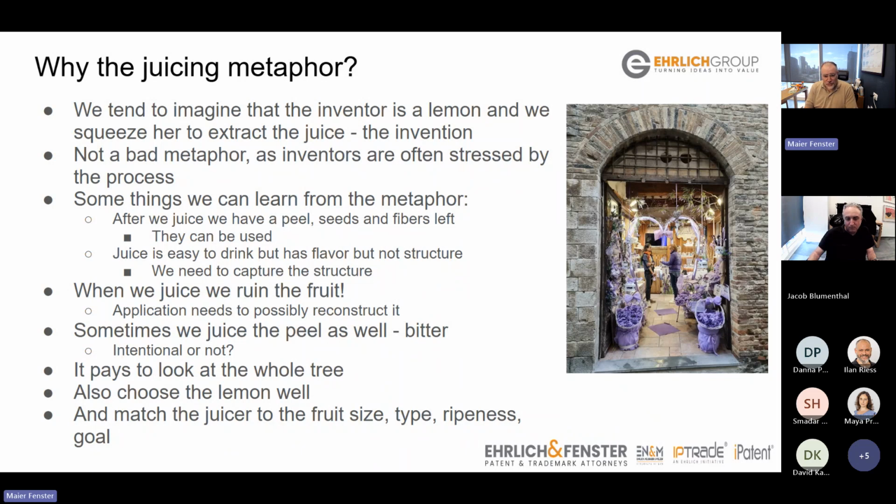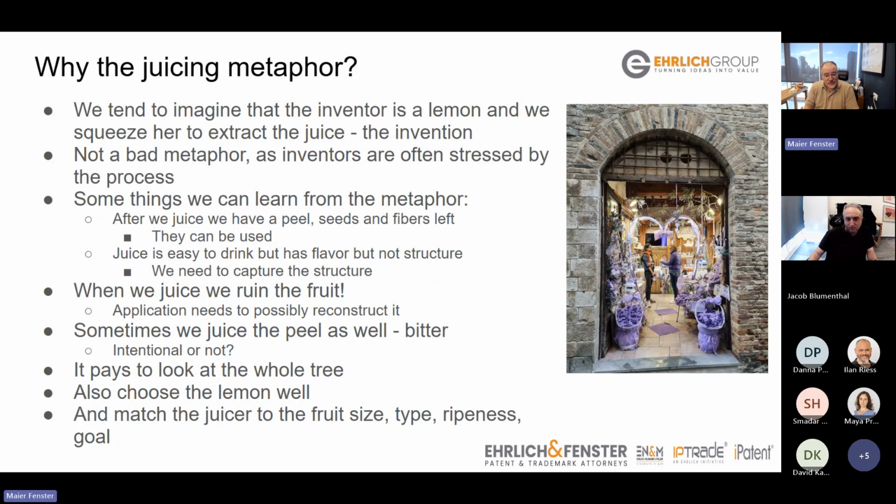And another important point, the lemon has a structure, but when you juice it, you destroy the structure. So maybe you understand the invention, but you lost the context. And your patent application sometimes needs to reconstruct the entire structure that was hiding behind it. And just like with juicing lemon, sometimes you should look at the whole tree. Sometimes you should choose the right lemon to juice, the one that's ripe. That goes into invention mining.